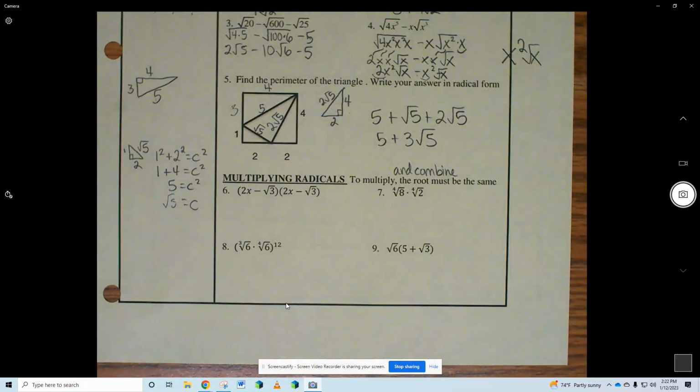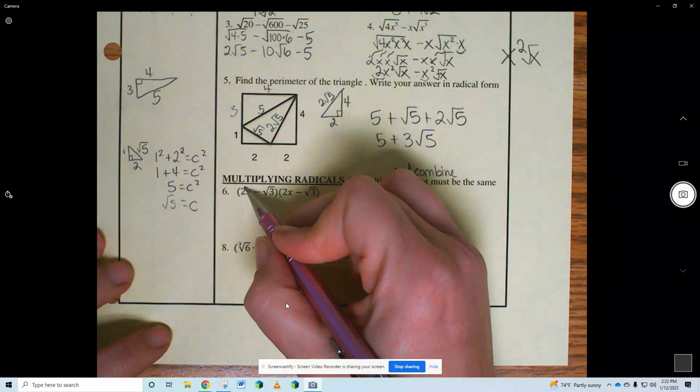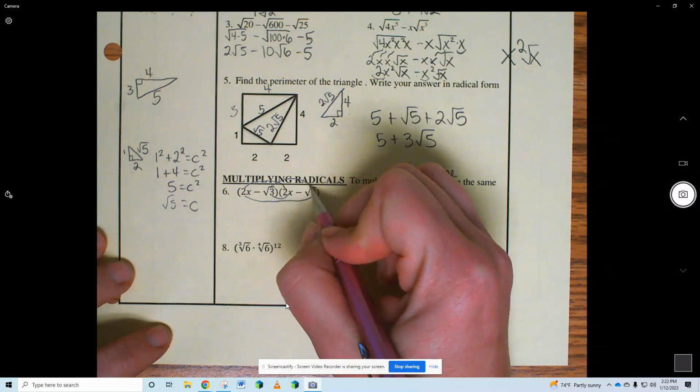6, 7, 8, and 9. To multiply and combine, if I want to be able to combine things under the same square root, the root must be the same. However, on number 6, I'm just going to FOIL. So on number 6, go ahead and try and FOIL like you've known from factoring. First, outside, inside, last. Go ahead.